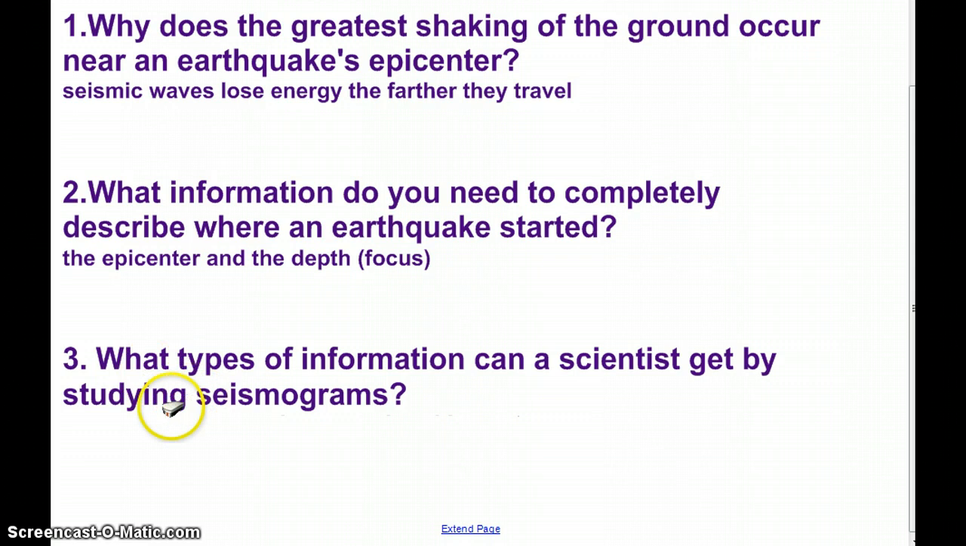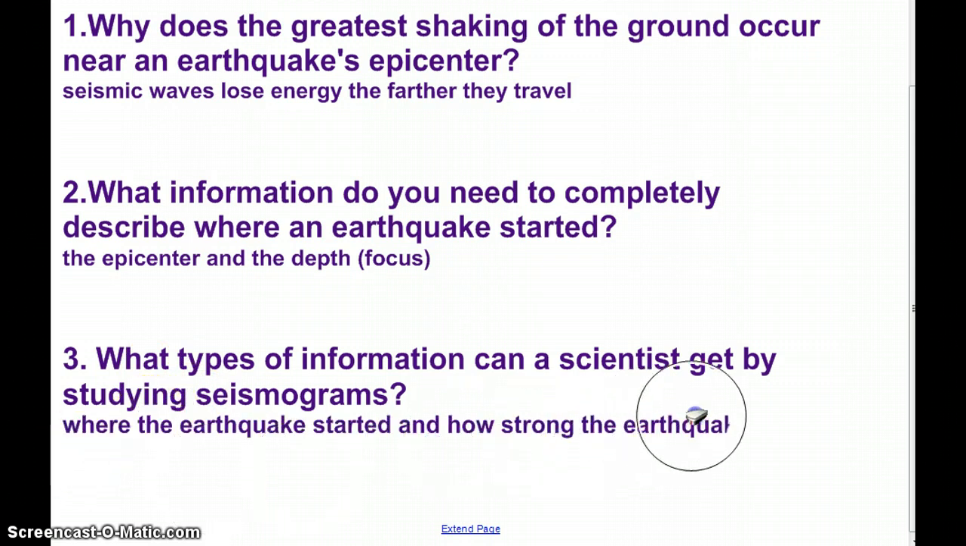And then what types of information can scientists get by studying seismograms? That seismogram is the scribbled ink, and I'll show you some examples tomorrow. But you can figure out where it started, how strong it was, where the primary wave is, and where the secondary wave is. So hopefully you got that down pretty well. Make sure that you get ready for the quiz, and that's it.